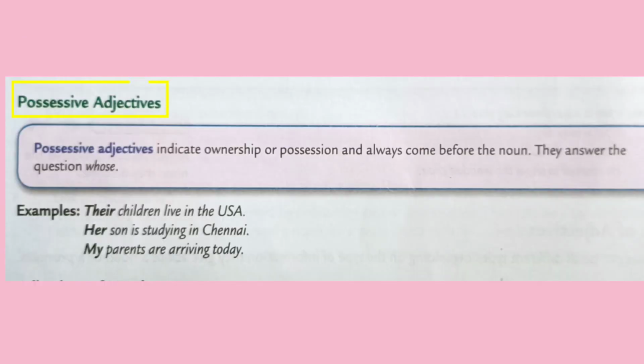The next adjectives are possessive adjectives. These indicate ownership or possession and always come before the noun. These answer the question whose. For example, their children live in USA. The question can be whose children live in USA, and the answer to that question will be their.